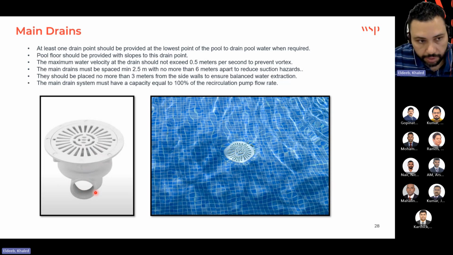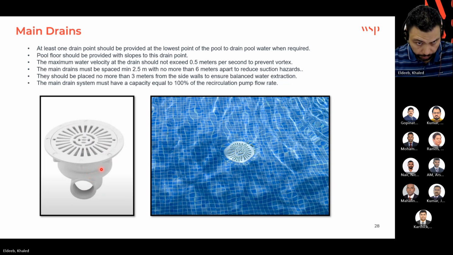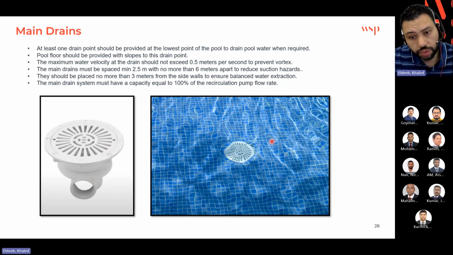The cover material must be of the anti-vortex type. There are different designs, and it shall be designed to reduce vortex formation, ensuring smooth water flow while preventing hazardous suction effects. We also need to consider some design criteria. If the pool width exceeds 9 meters, multiple main drain outlets must be provided. So the drain outlet spacing is as follows.